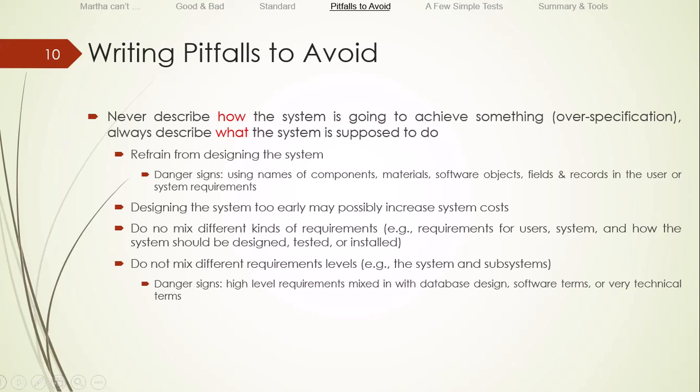Now refrain from designing the system. Danger signs: using names of components. So don't use the terminologies of design here. Don't write or mention the names of the components, but rather write the explicit function. Avoid system names, materials, software objects, fields and records in the user or system requirements. So these are the danger signs. Designing the system too early may possibly increase system cost.